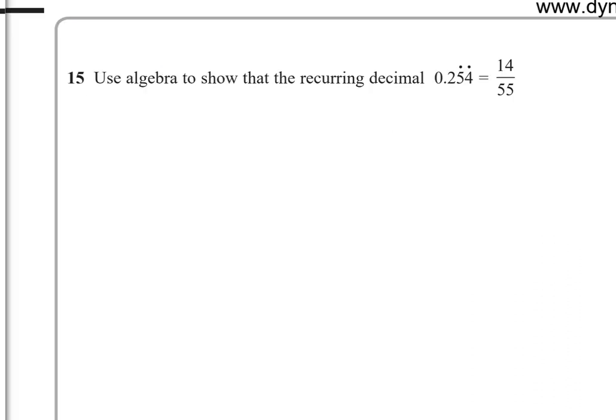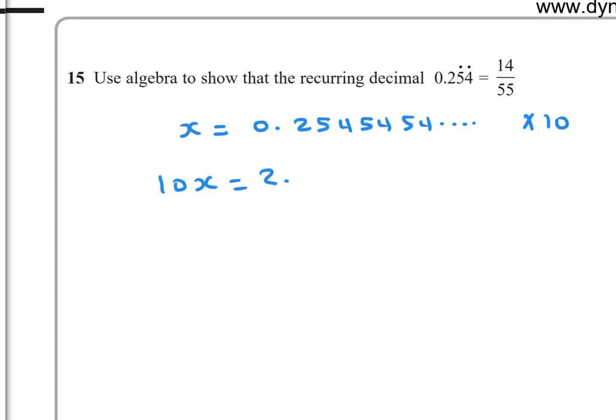Number 15, use algebra to show the recurring decimal 0.254 equals 14 over 55. So we can consider that the recurring decimal x equals 0.25454 and so on. If we multiply by 10, then we have 10x equals 2.545454 and so on.